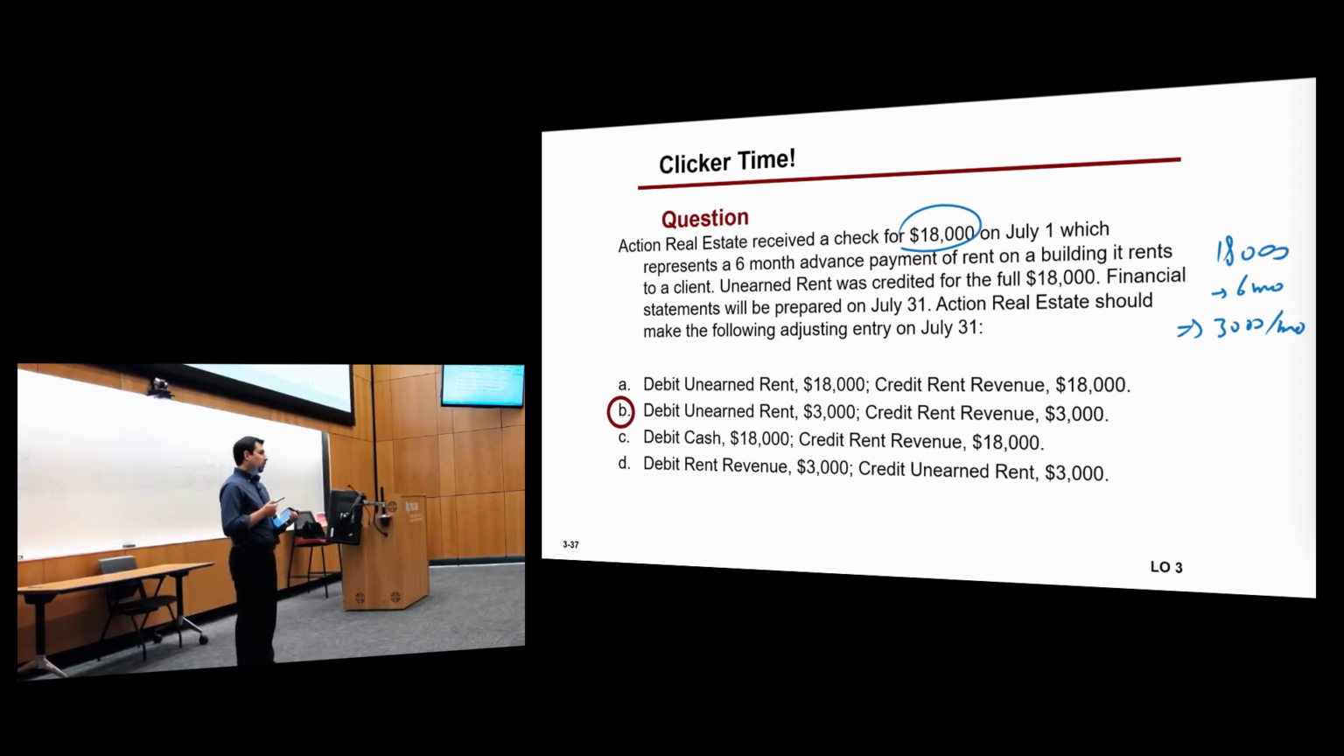Okay? Anyone has an issue with this one before we move on? You can either, if you feel more comfortable memorizing that in cases of unearned revenue, you simply debit this account, credit this account. I'm fine with that. This is up to you.